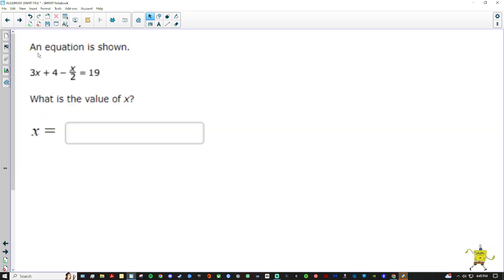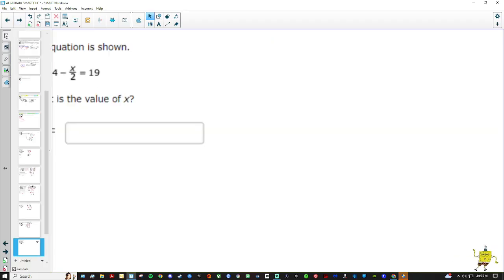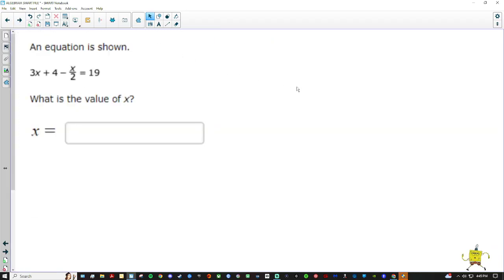Okay, next problem. I believe this is our very last one. Thanks for sticking it out. Okay. Find the value of x. That means we need to solve it. 3x plus 4 minus x over 2 equals 19.